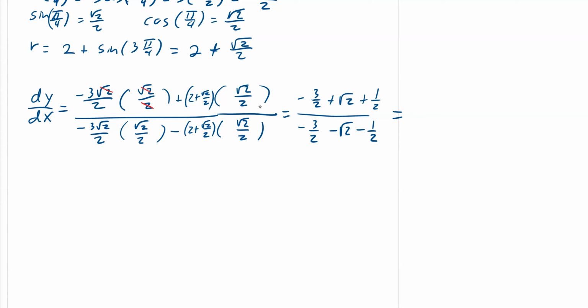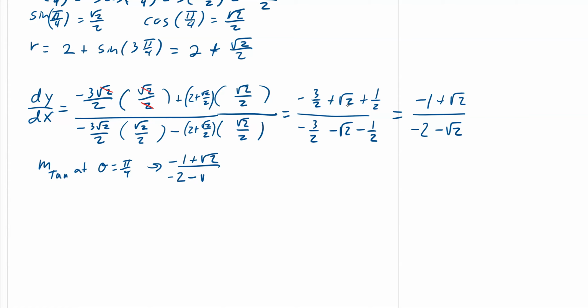Okay. So this would give us negative 3/2 plus 1/2, which would be negative 1 plus rad 2. And then on the bottom, we get negative 2 minus rad 2. So there is our slope. The slope of the tangent at theta equals pi over 4 is negative 1 plus rad 2 over negative 2 minus rad 2.